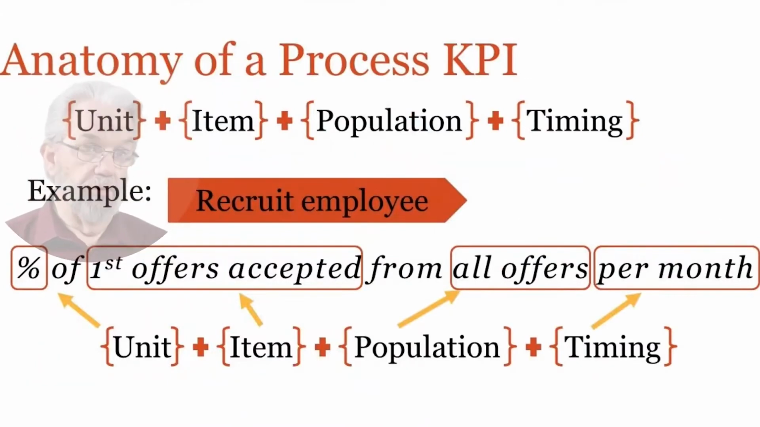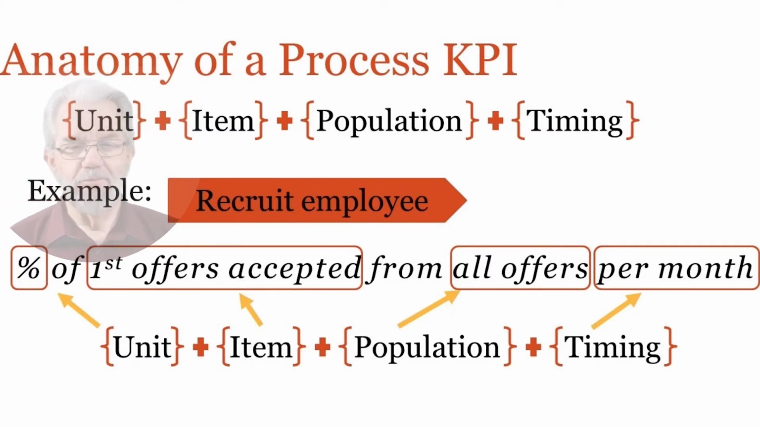So here's an example. Taking this process recruit employee, let's assume this starts from when we start to define the role and to advertise. We collect applicants, we interview, and we make offers, and an offer is accepted. So it's everything from definition through to acceptance, if you like. And here's our KPI, as we've stated it here, the percentage of first offers accepted from all offers per month.